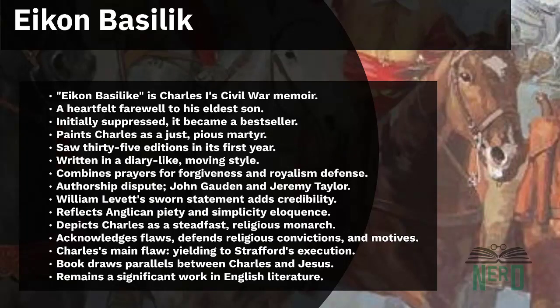Regardless of its authorship, the Eikon Basilikē reflects the work of an influential prose stylist, deeply influenced by the solemn yet simple eloquence of Anglican piety found in Cranmer's Book of Common Prayer. The book portrays Charles as a steadfast monarch who, while acknowledging his flaws, asserts the truth of his religious convictions and the purity of his political motives, entrusting himself to God in the face of adversity. It highlights Charles's chief weakness as his compliance with Parliament's demand for the execution of the Earl of Strafford, a mistake that ultimately cost him his throne and life. The book's portrayal of Charles as a martyr draws parallels to Jesus.